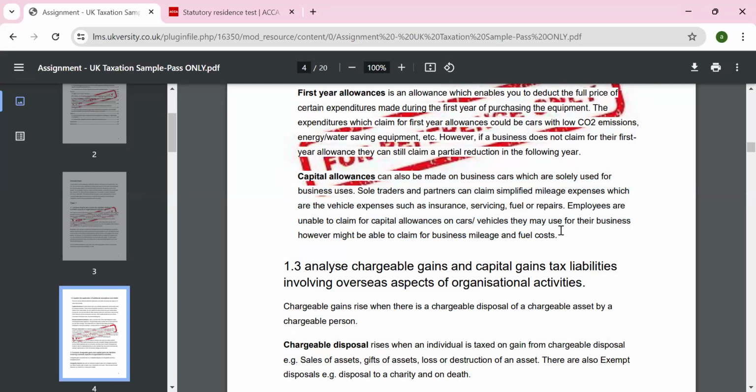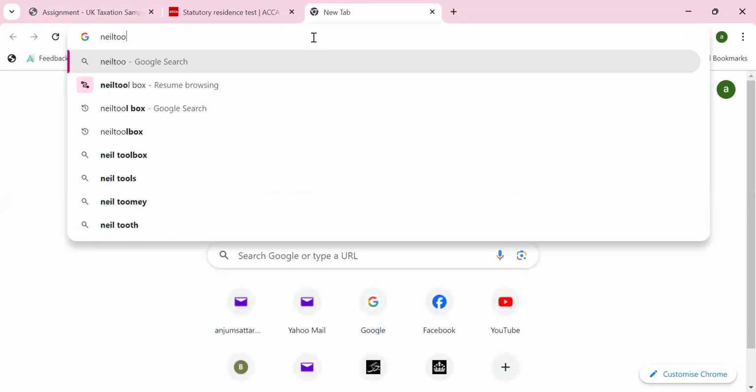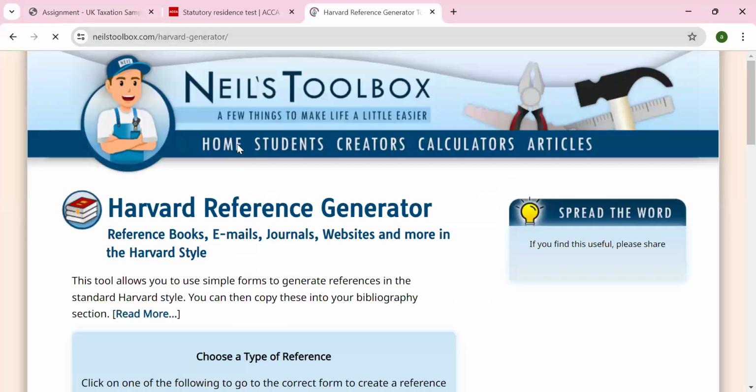So if I'm using the Kaplan, I say Kaplan 2024 and the full link to the Kaplan book or the Kaplan website, accessed on or retrieved on the information. If you have never done a reference before, there is a website called Neil's Toolbox. This is called a Harvard reference generator.